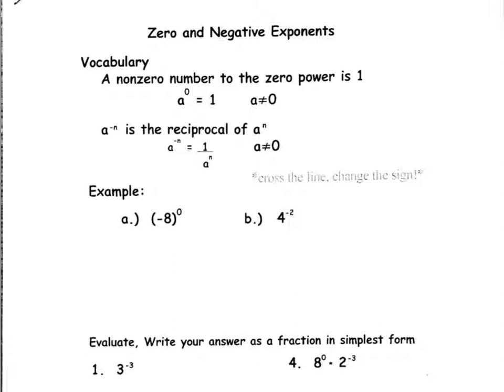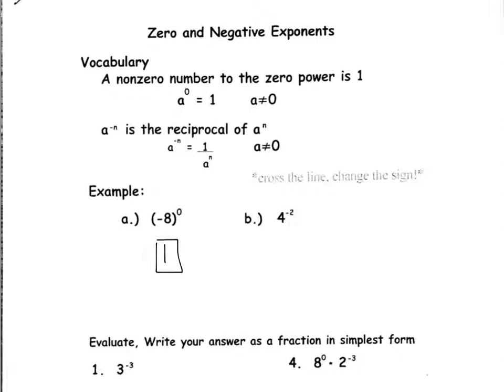So the 0 one's pretty easy. 0 exponent, anything to the 0 power is going to equal 1. Okay, anything. It doesn't matter what it is. Anything to the 0 power is 1. So in example A, negative 8 to the 0 power is going to equal 1.